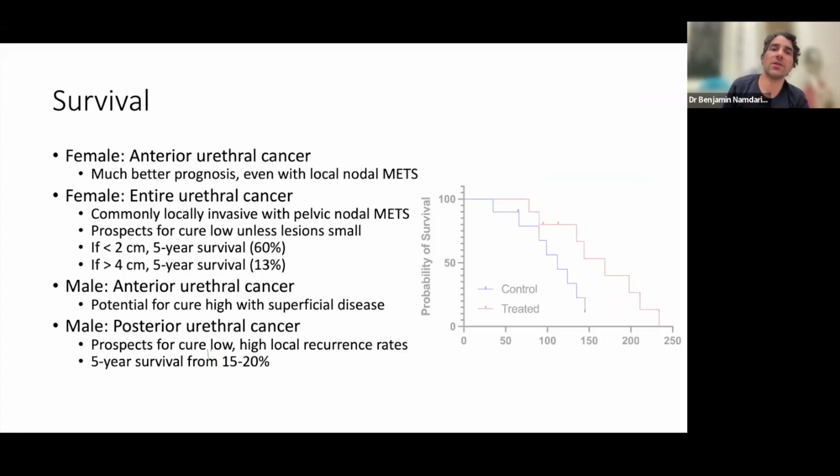Again, the survival with more advanced disease is quite poor. If it's caught early at a Ta/T1 stage, it's in the anterior or distal urethra, cure is possible, particularly when it's superficial, similar to Ta/T1 disease in the bladder or the upper tract. But once we get beyond that, it's quite an aggressive disease. And similar to the ureter, there's not a great deal of surrounding buffer tissue. So as soon as it gets out, it gets into adjacent structures or it spreads to lymph nodes. And hence, unfortunately, we see quite poor outcomes for these patients.